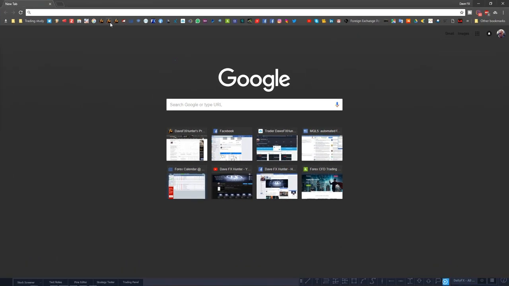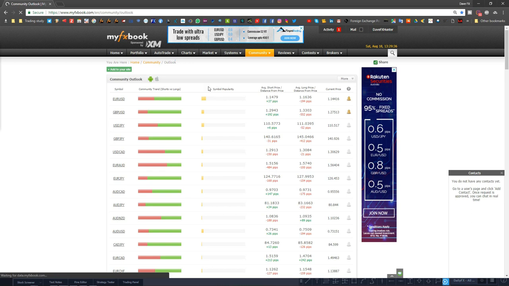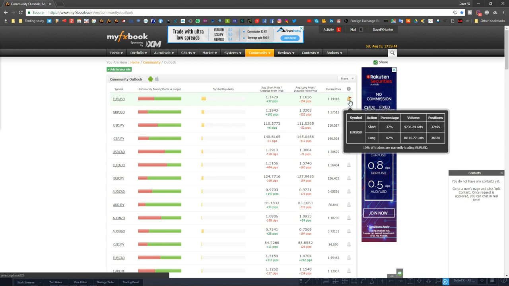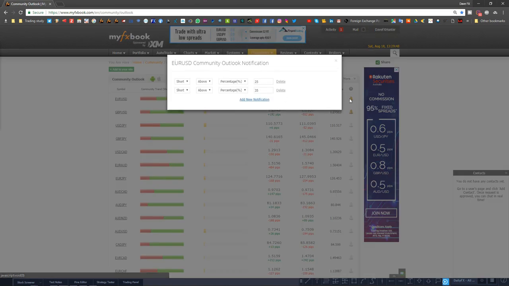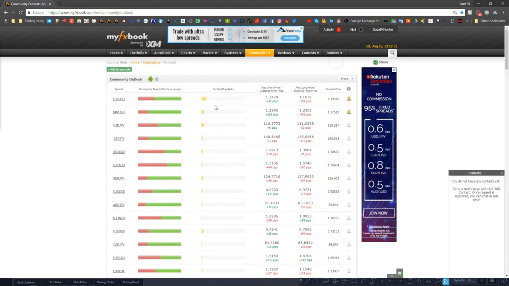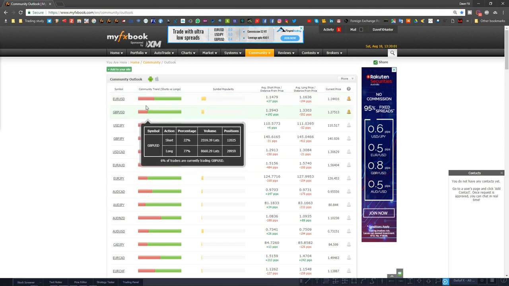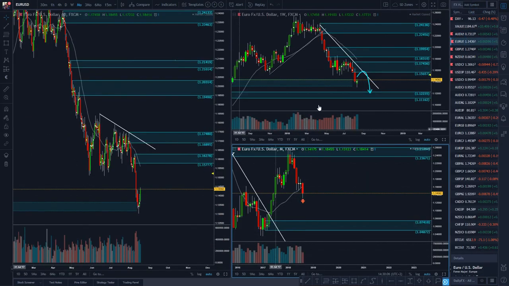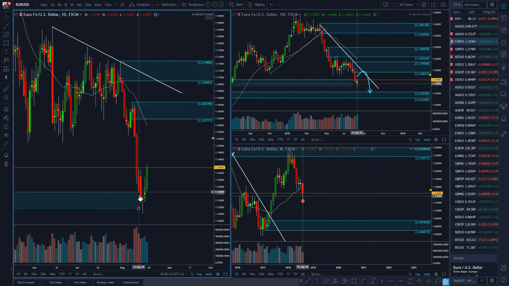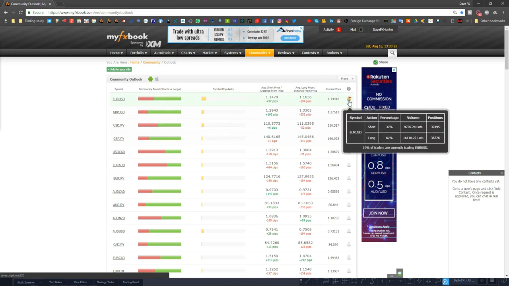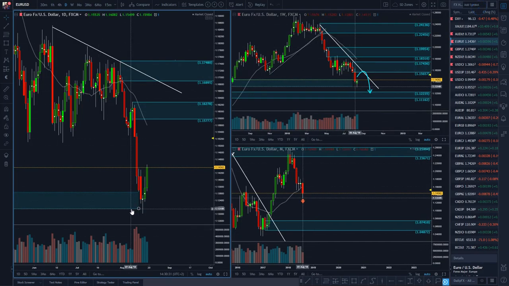And I will show you something right now here on MyFXBook, on this community outlook. Look at this. This is the euro. You can put an alarm for when the euro starts changing the percentage, and my alarm was on 25%. And I tell you, on the euro there were a lot of people on the longs, maybe 90%, and when this happened, look, they just took out these zones. It was like 3 days ago when this zone was taken out. Maybe people started to short the position, so it started to rise up, and I was getting alarms that it's getting above 35% and 25%, and the market is starting to reverse.